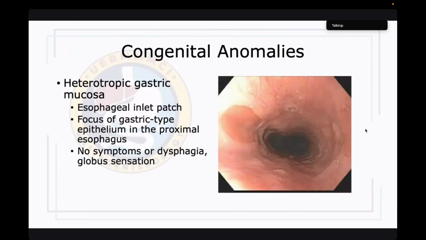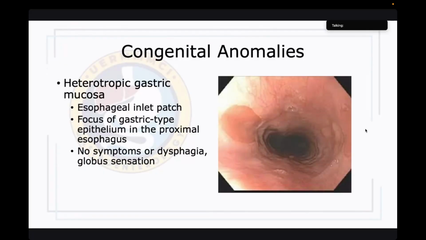Most cases of inlet patch are asymptomatic, so they are often discovered incidentally during endoscopy. However, since this is an ectopic gastric mucosa and we know that there is gastric secretion in gastric mucosa, acid secreted by this tissue can lead to symptoms like difficulty swallowing or having a fullness in the throat or globus sensation.